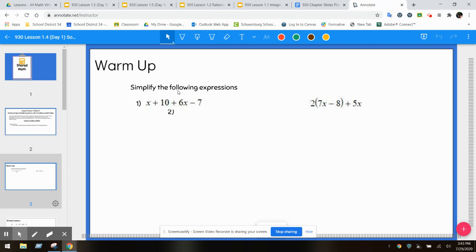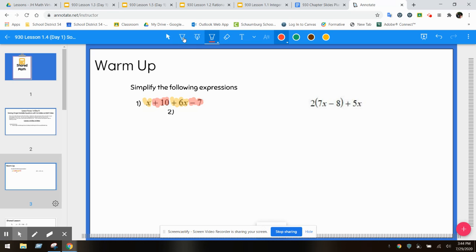Now, we can't combine everything. We can only combine what we call like terms. So I'm actually going to go through with my highlighter tool, and I'm going to highlight what I mean by like terms. So this x and this positive 6x are considered like terms because they have the same exact variable parts. And in addition to this, the positive 10 and the negative 7 are considered like terms because, again, they have the same variable parts because they don't even have a variable part. They're considered what we call constants, and constants are always like terms.